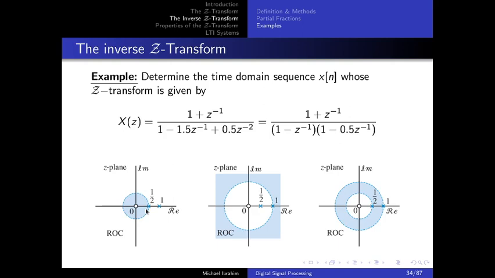If we take a closer look here, for the pole at half, the ROC is going inward. Hence, the time domain sequence would take the form half to the power n u of minus n minus 1. And for the pole at 1, this ROC is also going inward. In this case, the corresponding term would be 1 to the power n times u of minus n minus 1. The two sequences would be left-sided.